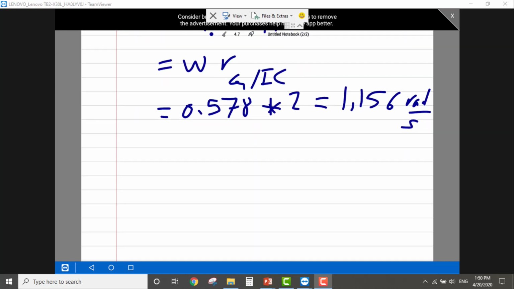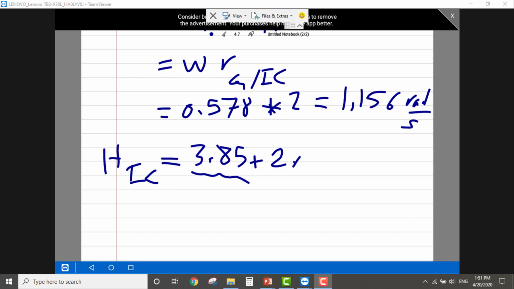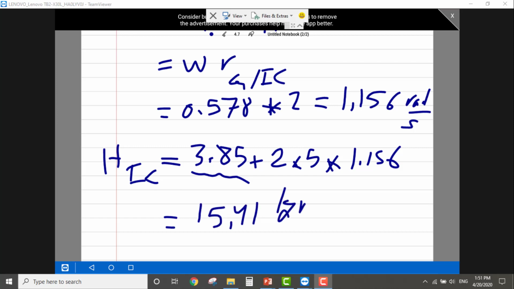Okay, if I go back to HIC, then it's equal to 3.85 plus, this is Ig omega or Hg, plus R, which is 2, multiplied by 5, multiplied by velocity 1.156. Then this multiplied by 10 plus 3.85. Then the final answer is 15.41 kilogram meter squared over second.